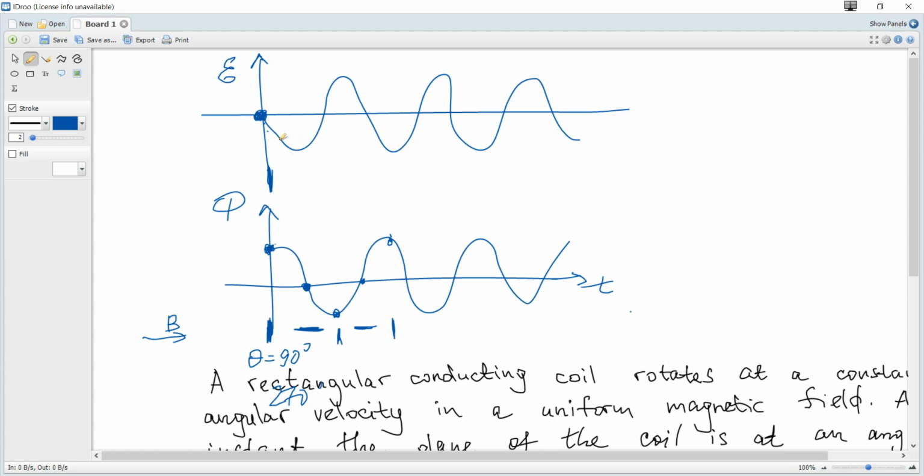But at this point, let it be A, you can see that where magnetic flux is 0, induced EMF is maximum by magnitude. And it's when the coil is parallel to the lines of the field.